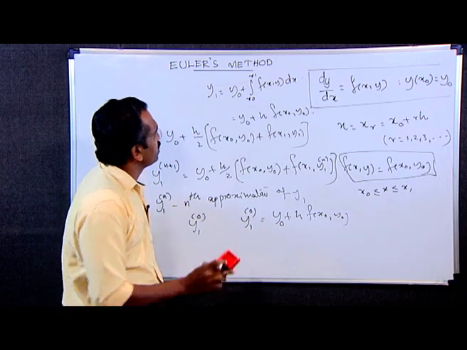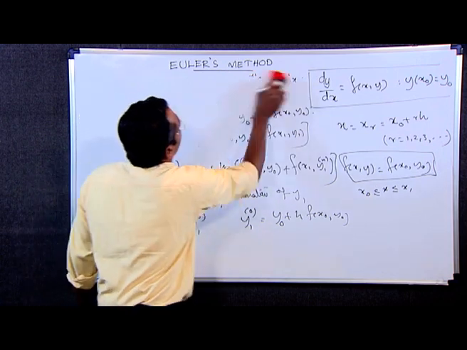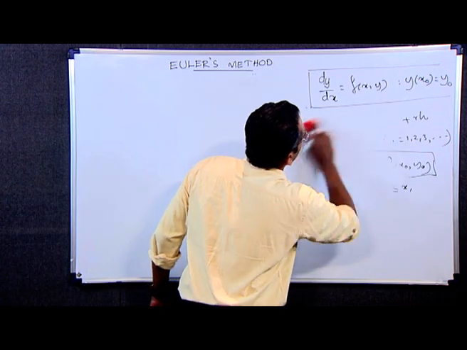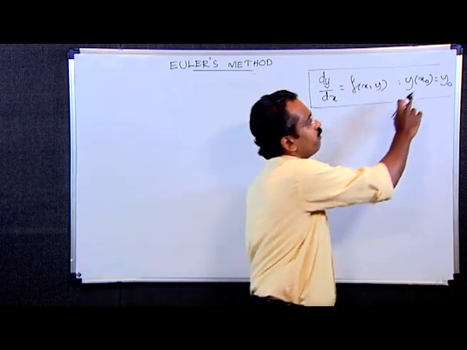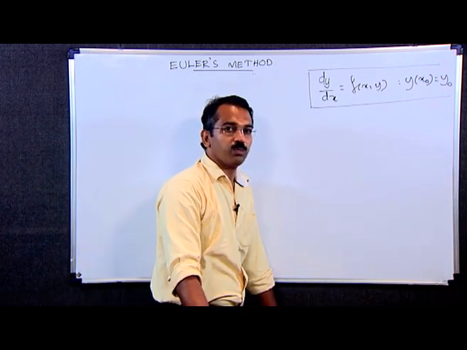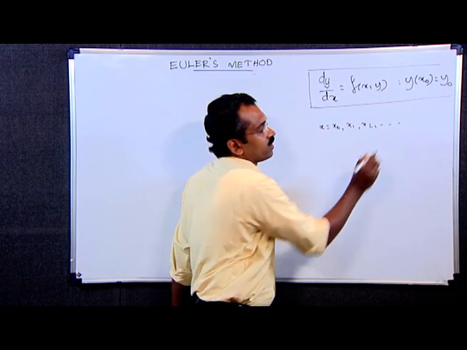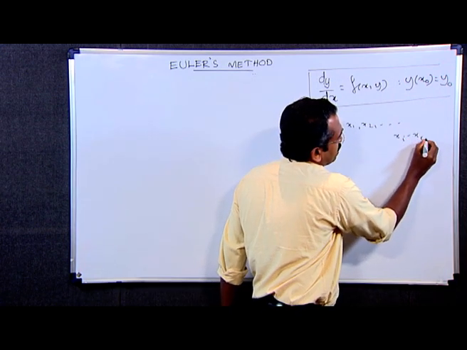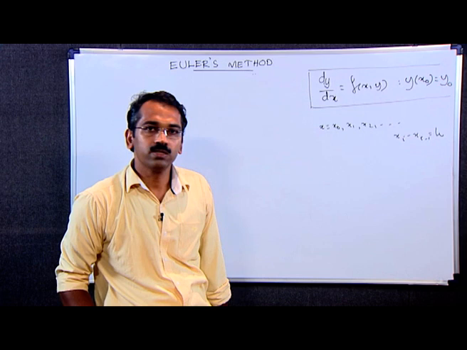Now, let us observe the geometrical interpretation of Euler's method. We have to solve the differential equation of the form dy by dx is equal to f of x y, given that y of x naught is equal to y naught. Let us take the points x is equal to x naught, x1, x2, etc., where x i minus x i minus 1 is equal to h. That is, all these points are equidistant points.